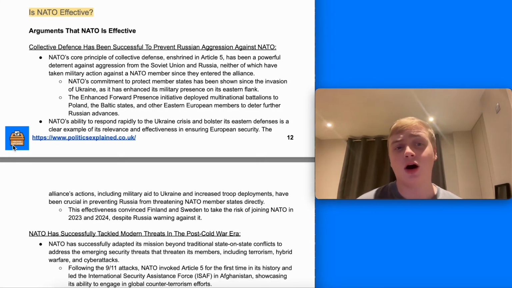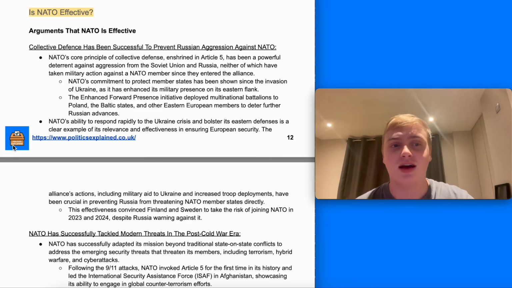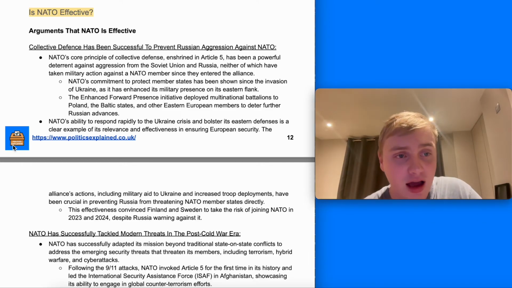So first, looking at some arguments that NATO is effective. And that first one is that collective defence has ultimately been successful in preventing Russian aggression against NATO. So its core principle of collective defence enshrined in Article 5 has been successful in preventing any aggression from first the Soviet Union and now Russia against its member state, neither of which have taken military action against a NATO member state since they entered the alliance.